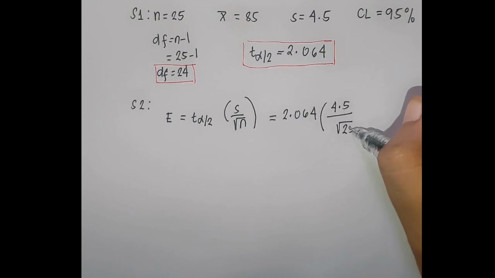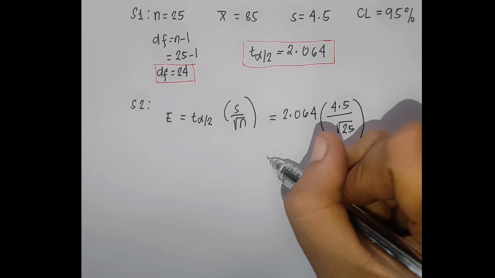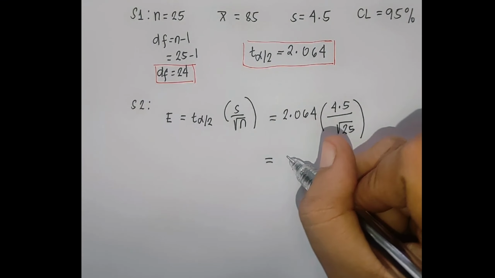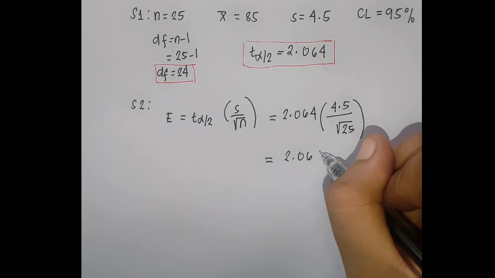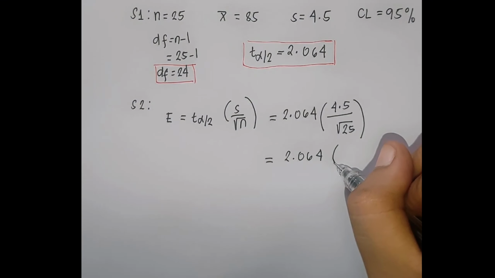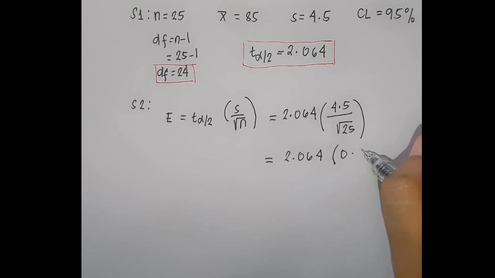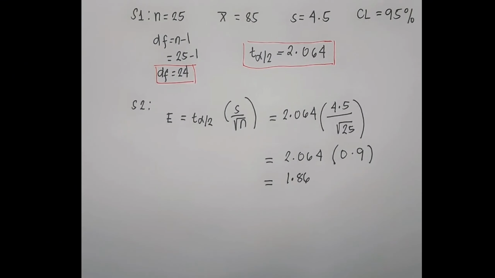Substitute to the formula: 2.064 times the quantity of 4.5 over square root of 25. 4.5 divided by square root of 25 is 0.9, times 2.064 is 1.86.